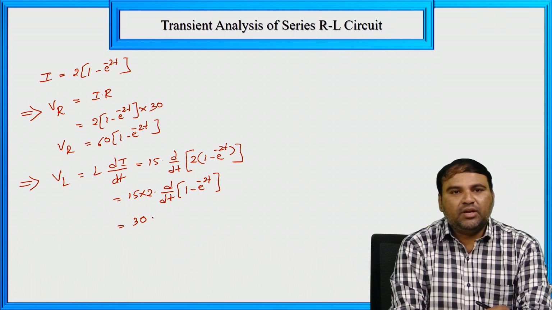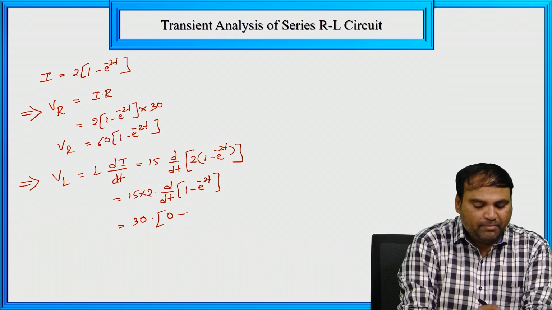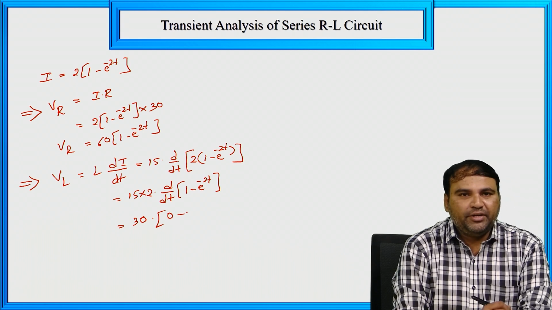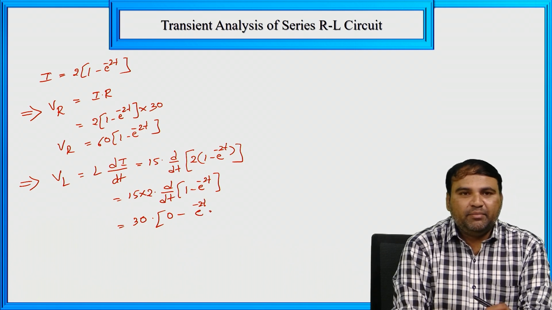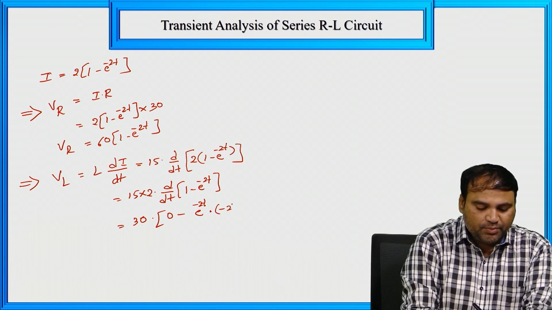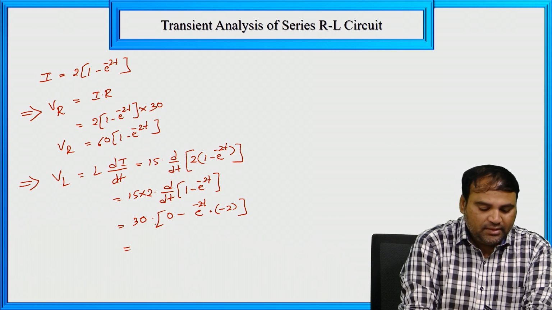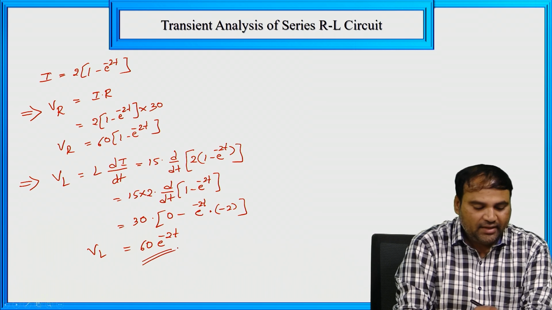into, so now d by dt of 1 is 0 minus d by dt of e to the power of minus 2t is e power minus 2t into again d by dt of minus 2t is minus 2, that is equal to, so minus into minus plus, so 30 into 2, 60 into e power minus 2t is the voltage drop across the inductor L.